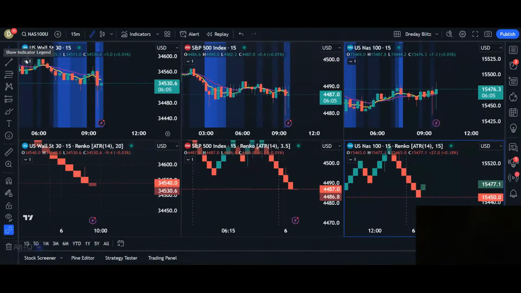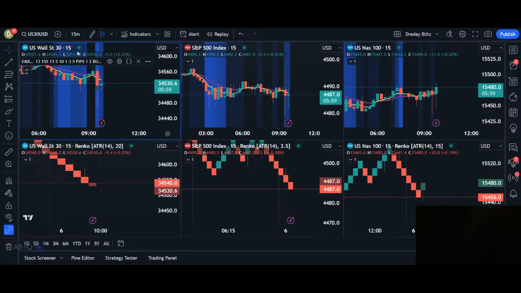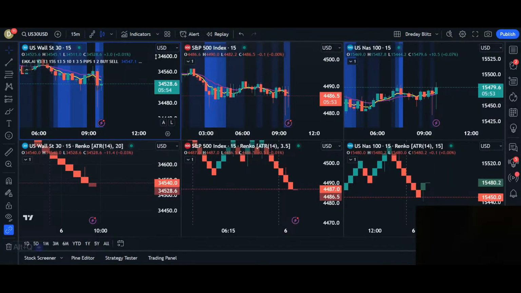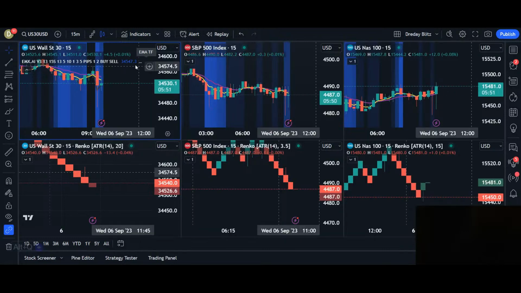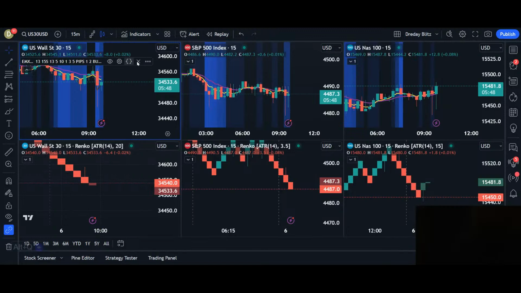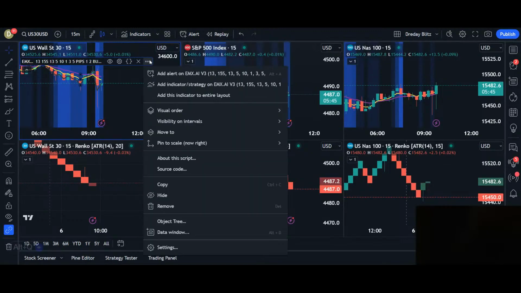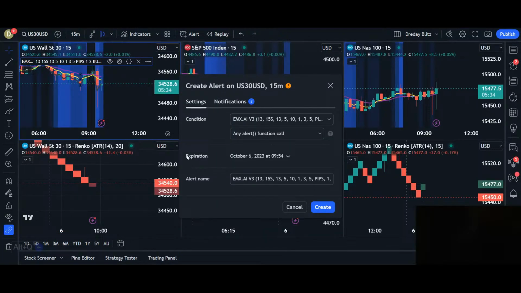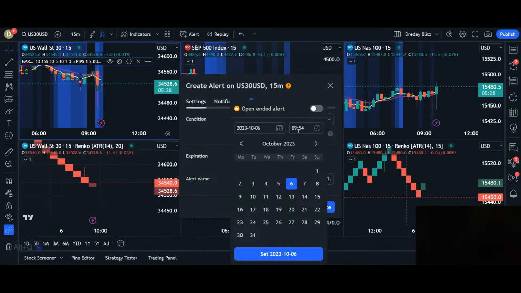I'll show you. It's really the same model as any other indicator. On the indicator tab right here, I'm just going to give an example on US30. You click on the three dots at the end, and then you click Add Alerts. The first one, Add Alerts for EMX. You click on that, and then you have to put the expiration. Make sure you put it at open-ended alert.